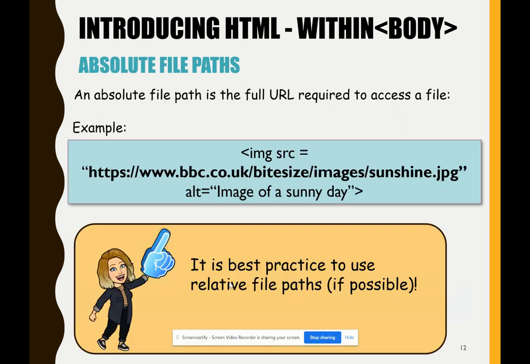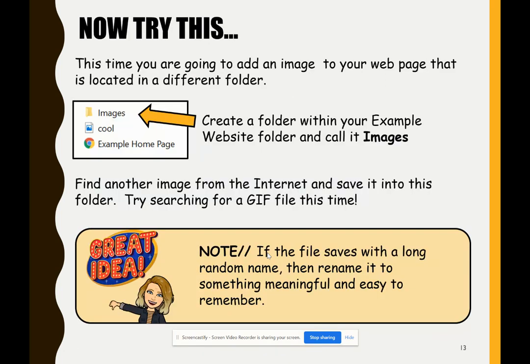An absolute file path requires the full URL that's required to access the file. So if the image you're using is one that was found off the internet, you have to put in that entire URL there. Now, if this website changes and it no longer has that image, then obviously you're going to end up with a blank square showing up on your page, and it would literally just say image of a sunny day there. So it's best practice, when at all possible, to use your relative file paths and avoid the absolute file paths wherever you can.